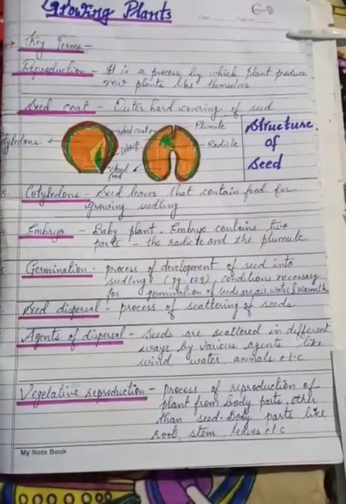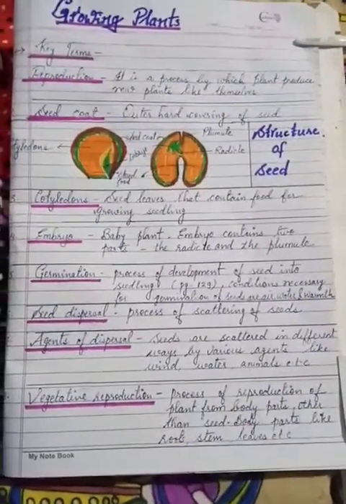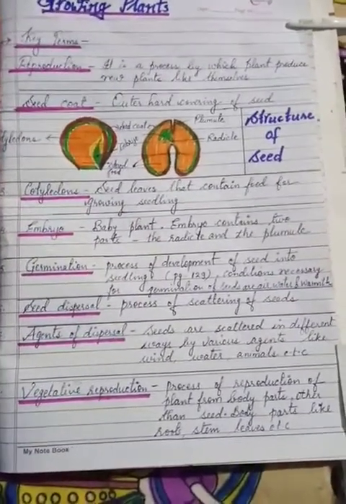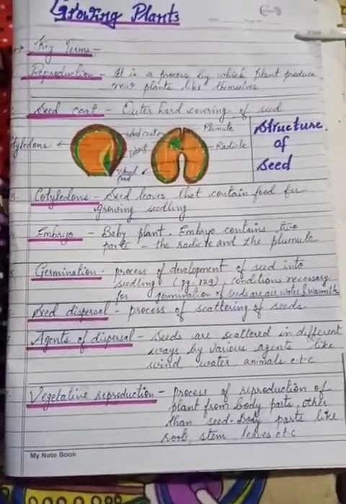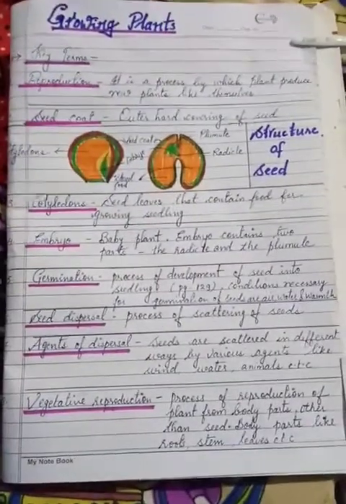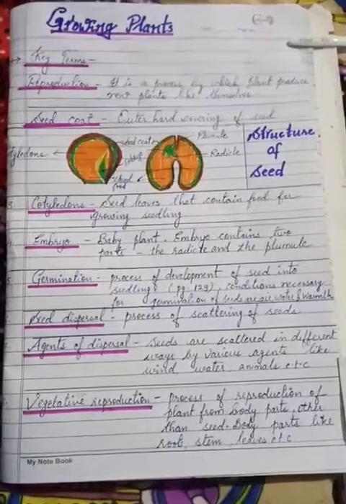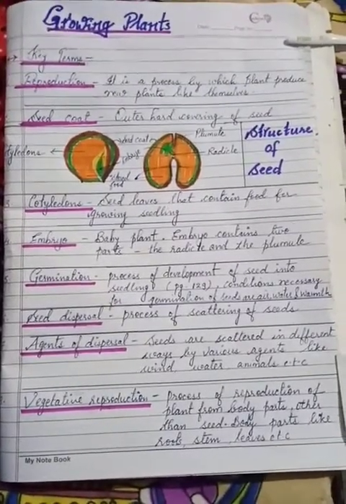Then after that we have to know that the reproduction of plants takes place either by seeds. The majority of plants on earth grow from seeds, but many plants also grow from parts of plants like roots, stems and leaves, etc.